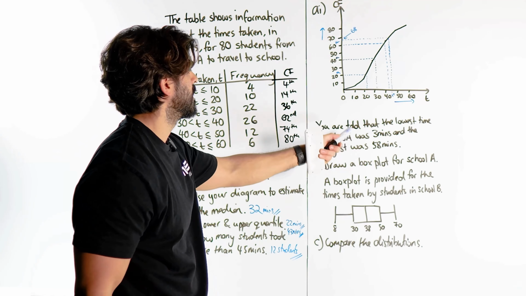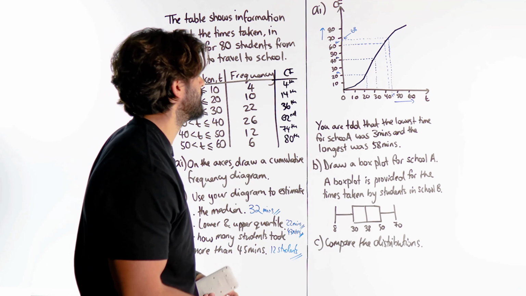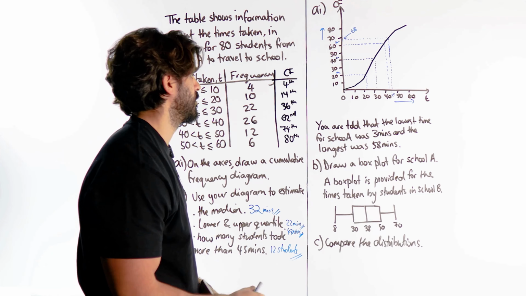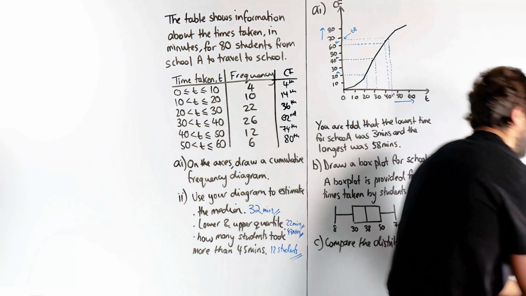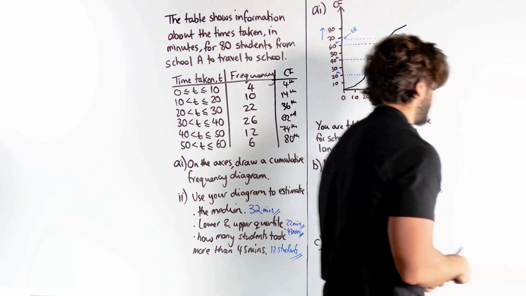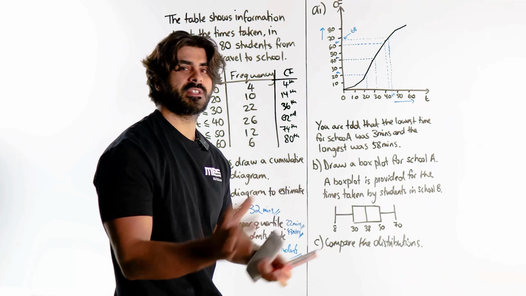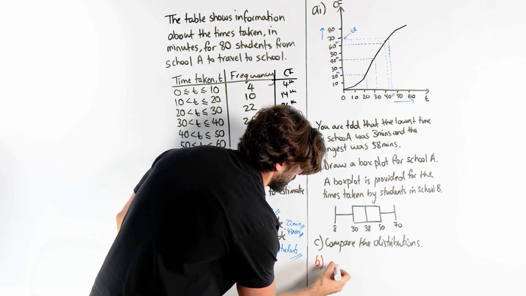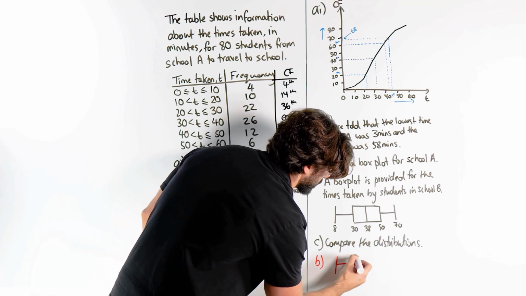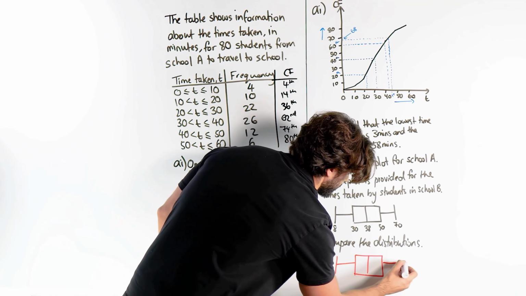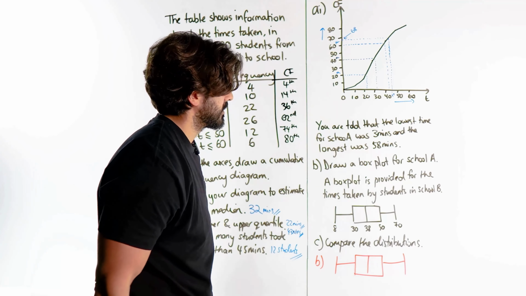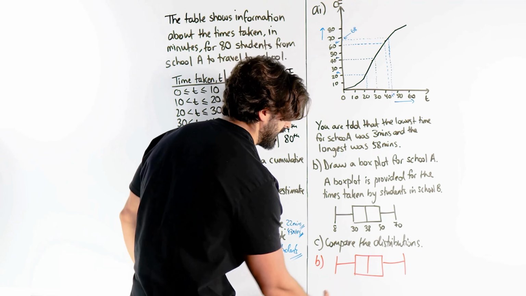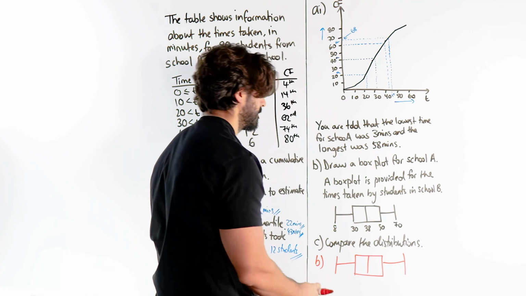You are told that the lowest time for school A was 3 minutes, so somewhere down here, and the longest was 58 minutes. Draw a box plot for school A. So for that, I'm just going to do it in a different color. Now, again, you guys would have a kind of grid here, so you would be able to plot it nicely. But for part B, I'm just going to draw a generic box plot. Okay, box plots look like this. Some people call them whisker plots because you have the cat head and you have its whiskers over here.